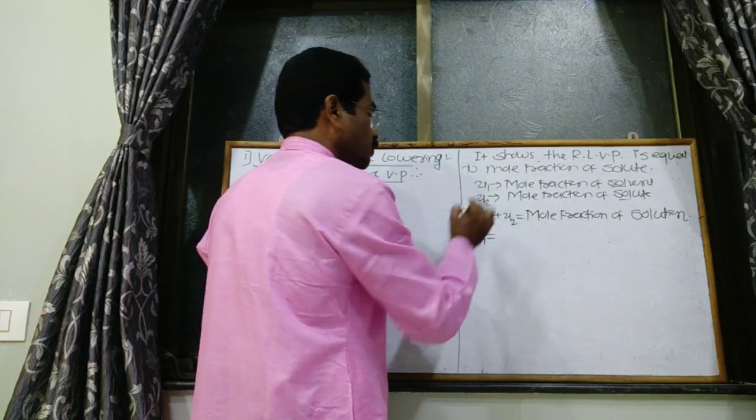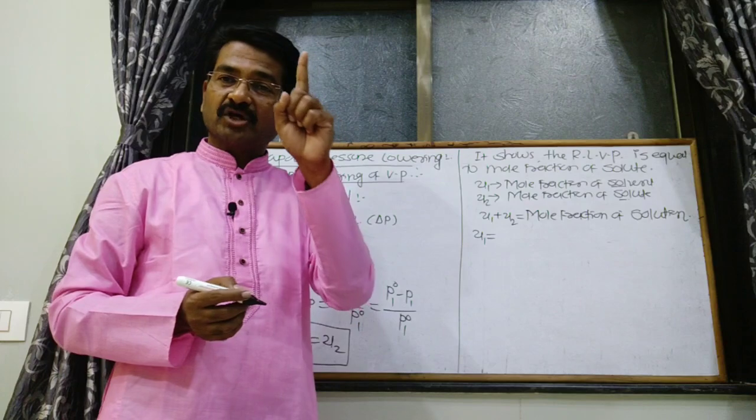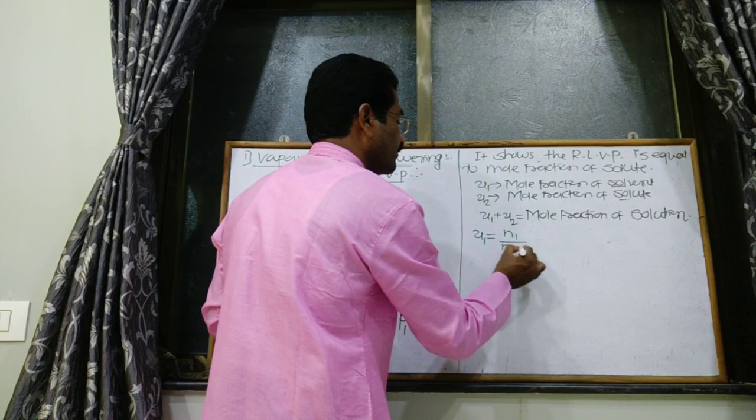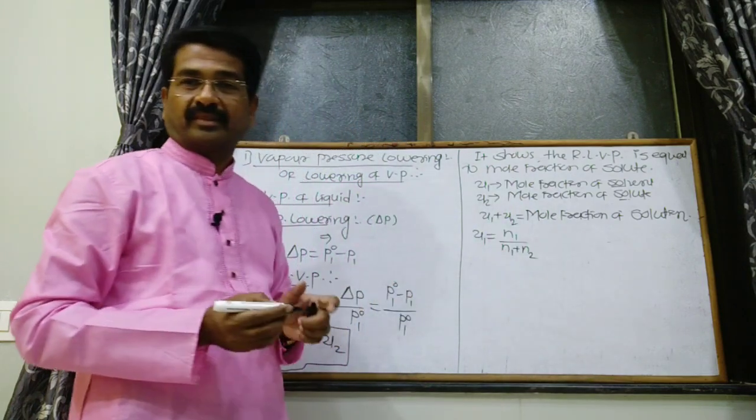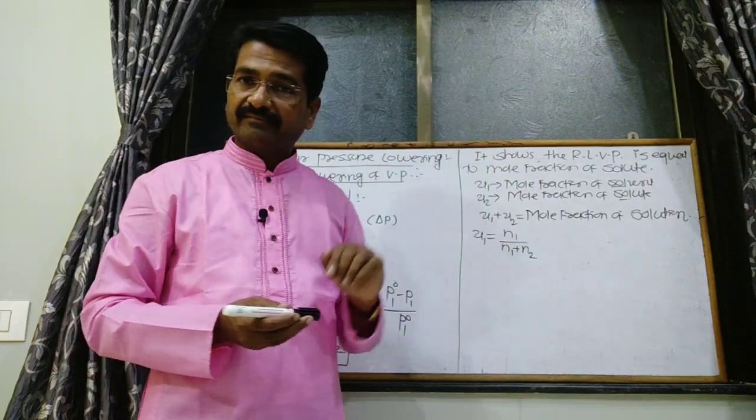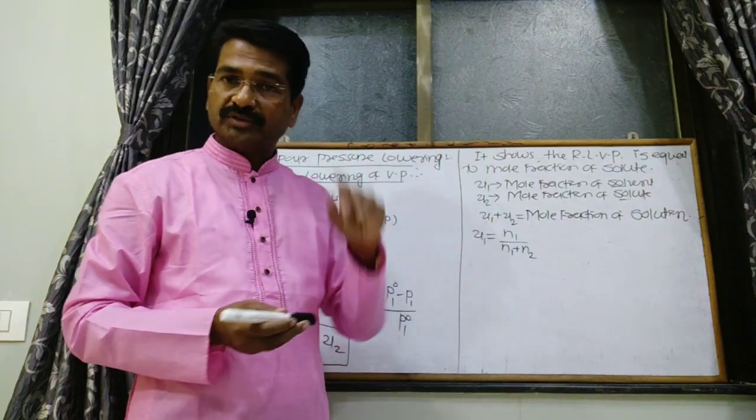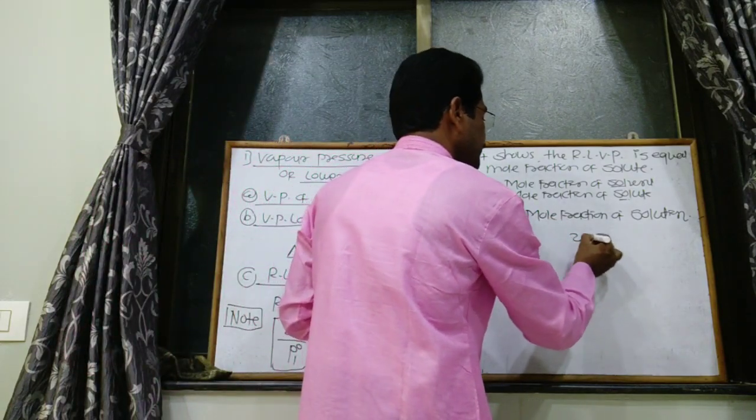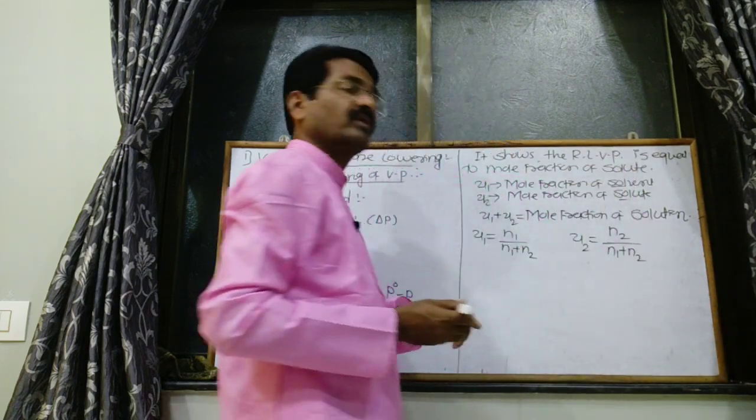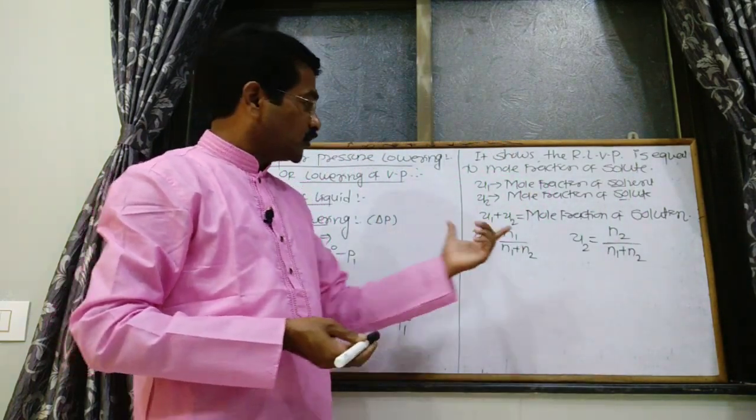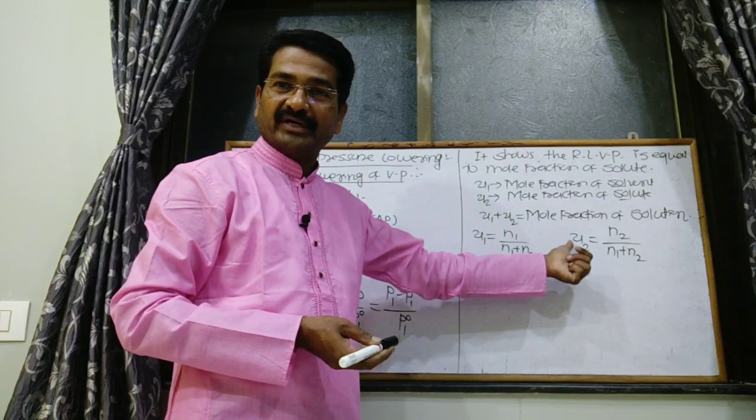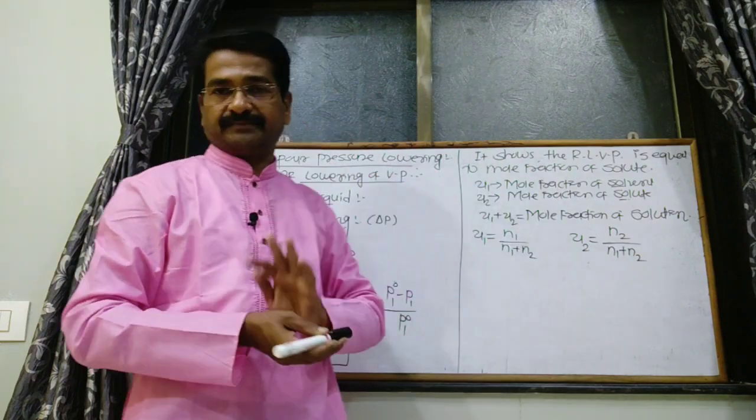X1 is the mole fraction of solute, and it can be calculated as N1 divided by N1 plus N2. What about N1 and N2? Here N1 is the number of moles of solvent and N2 is the number of moles of solute. Then X2 is equal to N2 divided by N1 plus N2. What does it indicate? Both components X1 and X2 are of the solution.